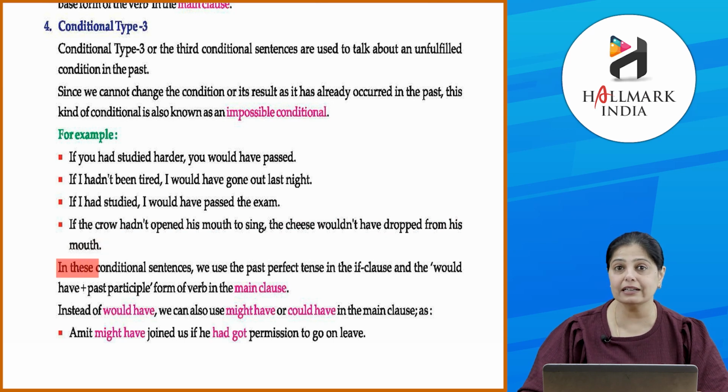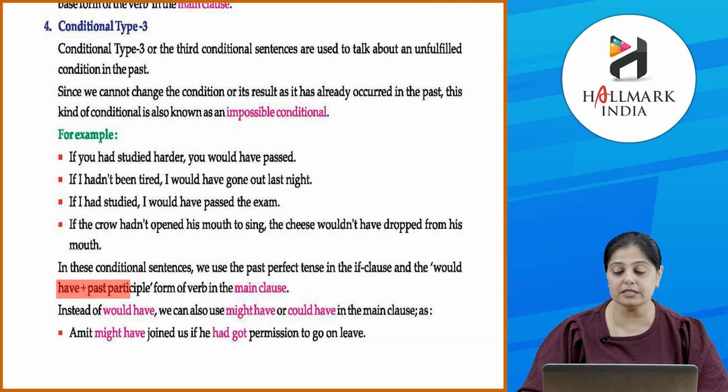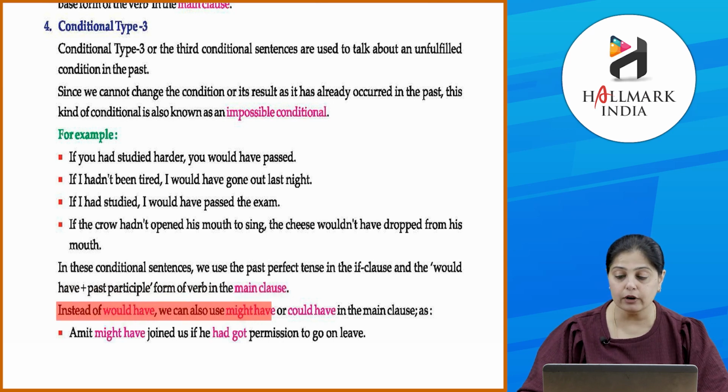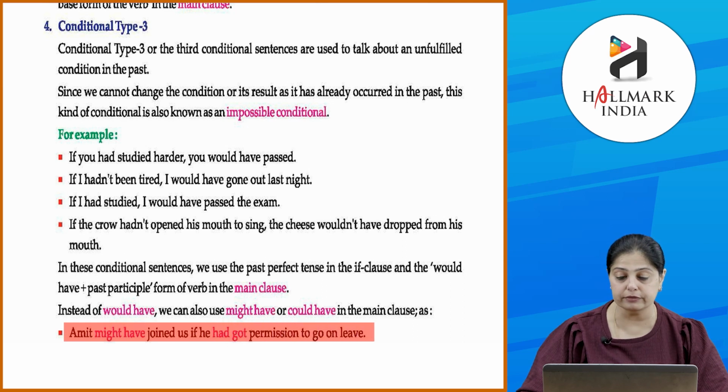Okay, so in these conditional sentences, we use the past perfect tense in the if clause and would have plus past participle form of the verb in the main clause. Instead of would have, we can also use might have or could have in the main clause. For example, Amit might have joined us if he had got permission to go on leave.